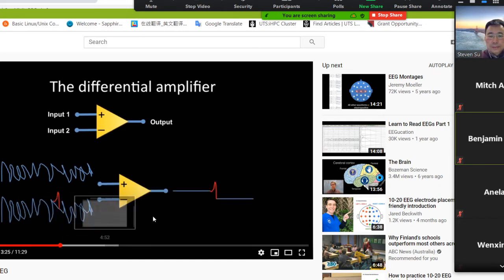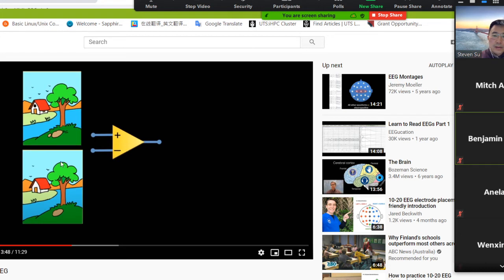So that's the ideal one, like this. We want to just see the difference. This is a very simple explanation. Like this one, when you input these two, you should get out the difference of these two figures. So you can see for this small house, there's a window.